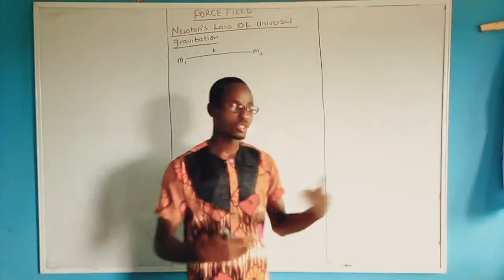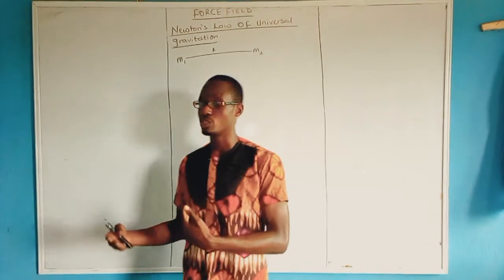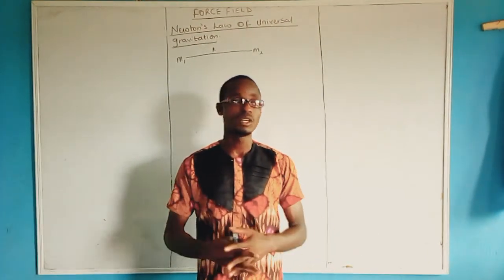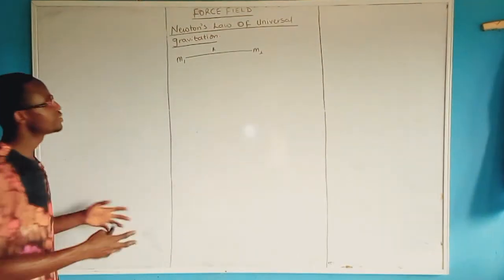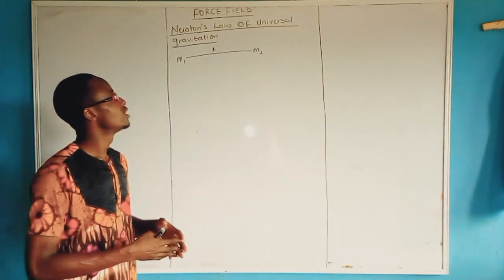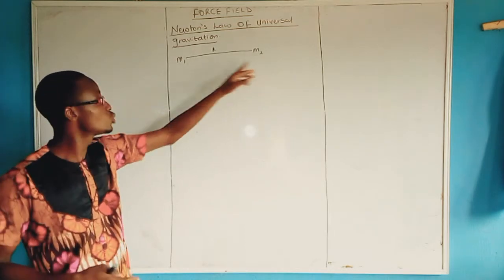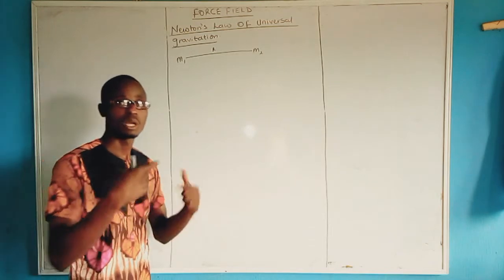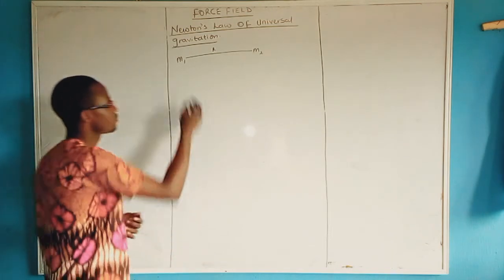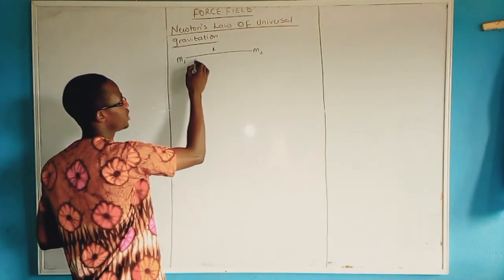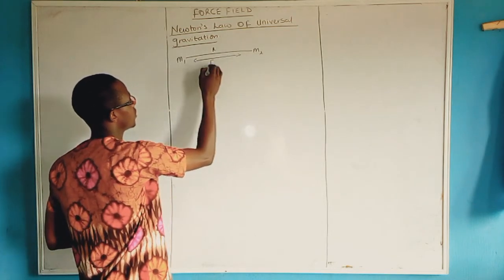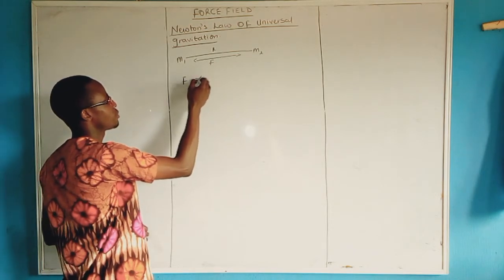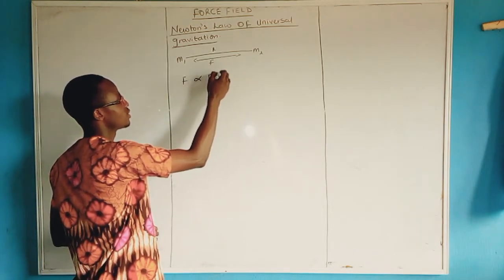So there is always a gravitational force existing between two bodies, provided there is a certain distance between them. The Newton law of universal gravitation states that the force of attraction between these two masses, two bodies, is directly proportional to their product. Meaning that there is a force of attraction, F, existing between them.